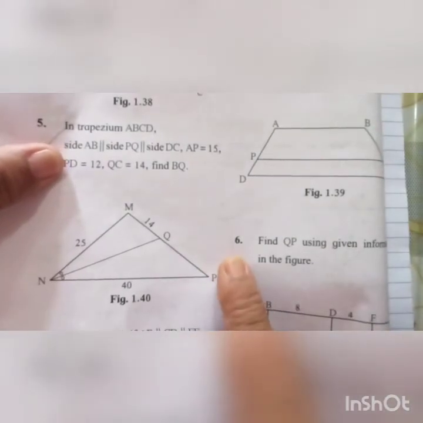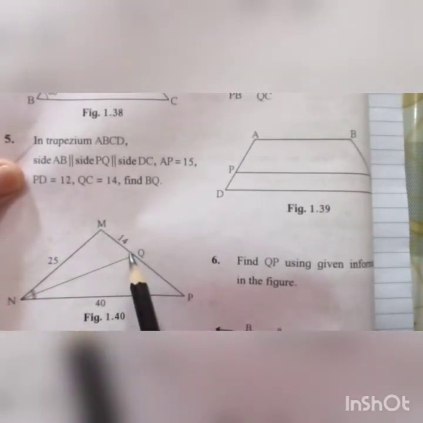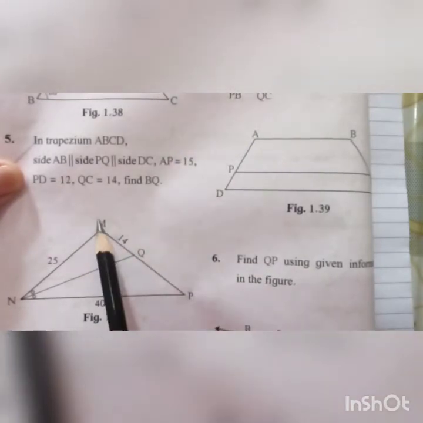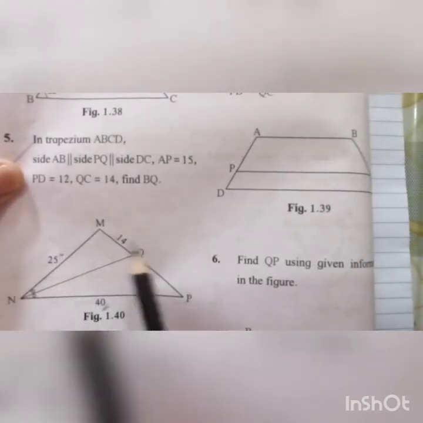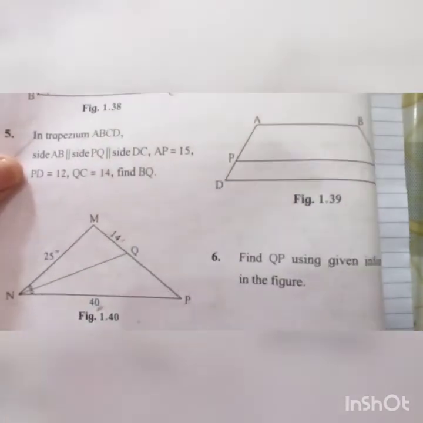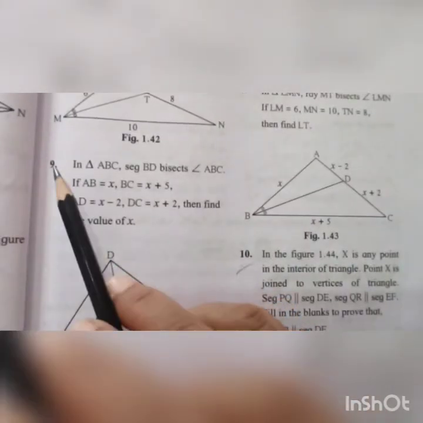Question number 6. QP using the following 1.40, we have NQ is the angle bisector of N. So when we look opposite, MQ upon QP is equal to MN upon NP. The values are given. Substitute the value and see they are in equal ratio.